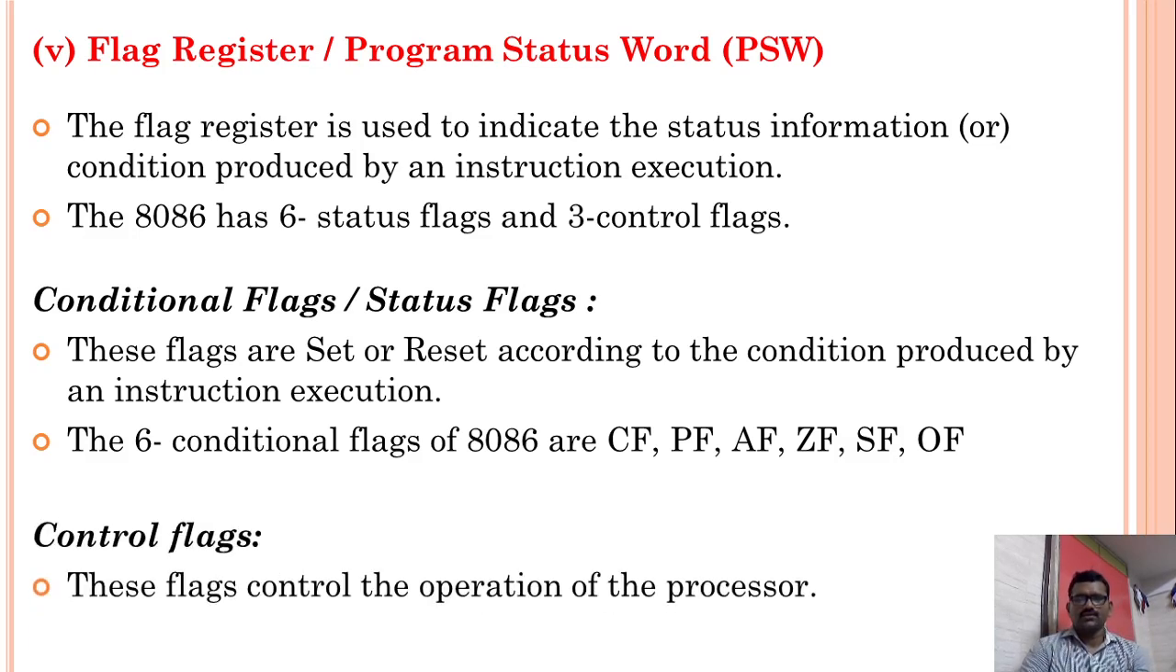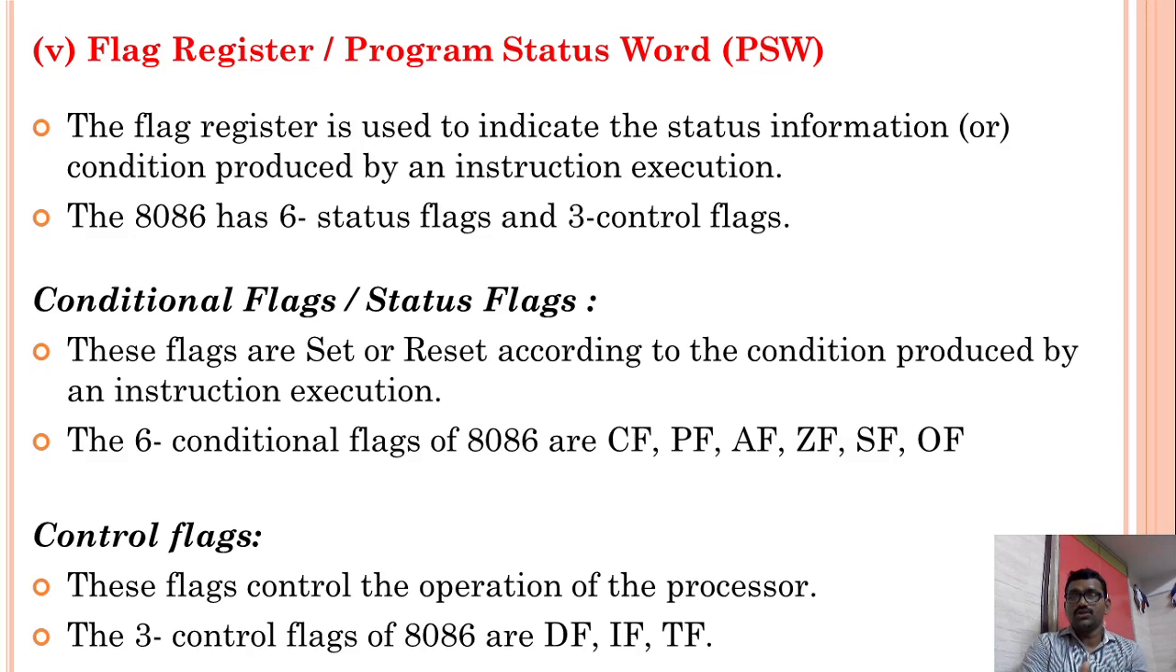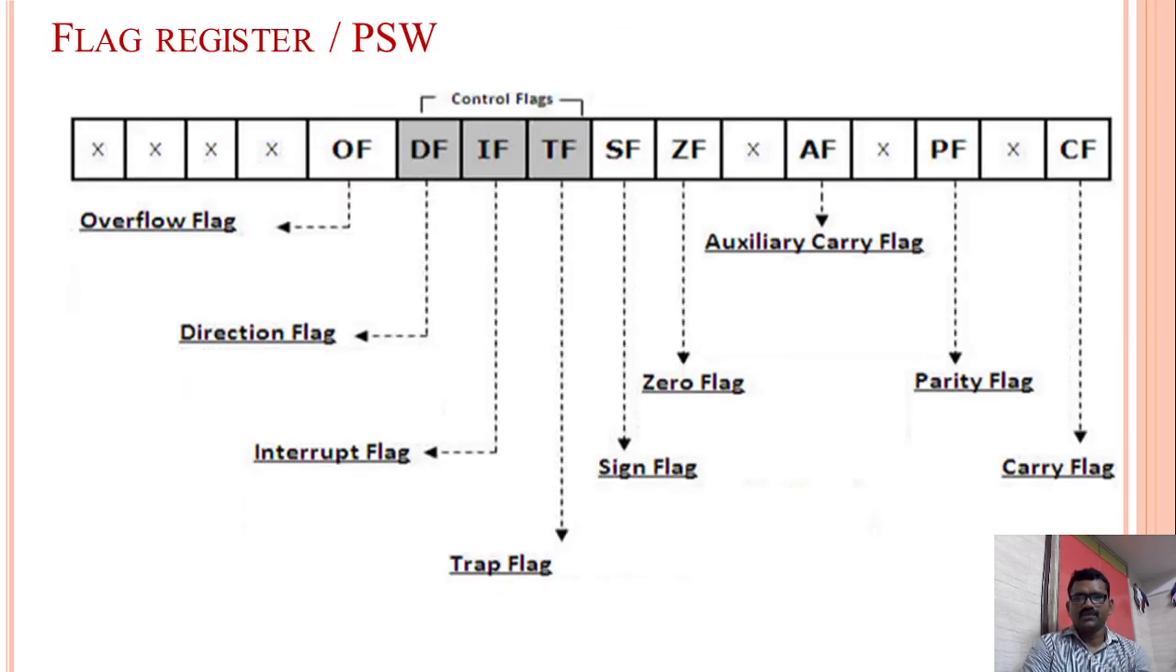And coming to the control flags, these flags control the operation of the processor. See, these flags control the behavior and operation of the microprocessor. They are direction flag, interrupt flag, trap flag. This is the structure, the format of a flag register. This is the flag register format, right?